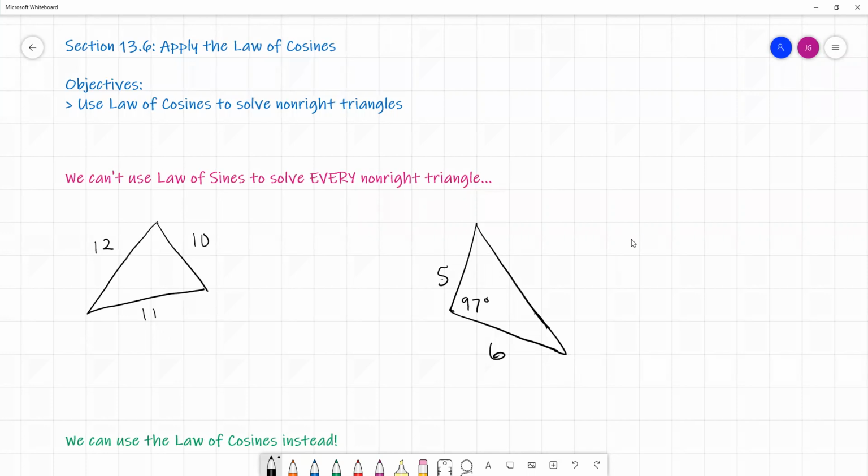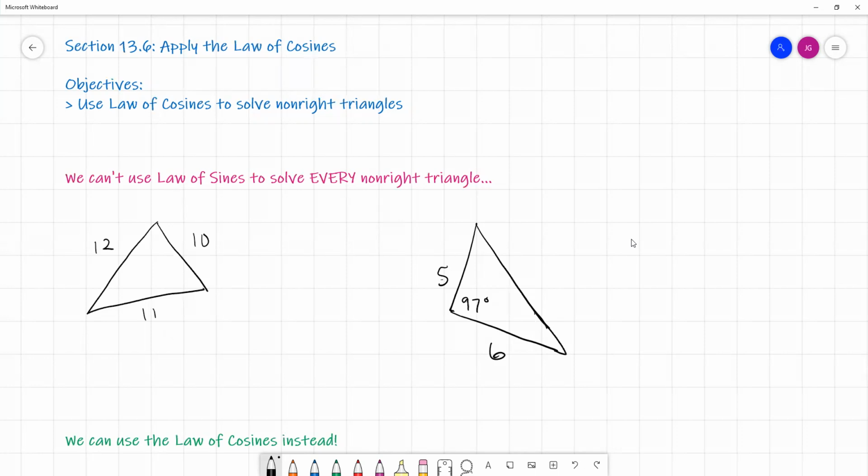So why are there two different laws? Why is there a law of sines and a law of cosines? Well, it turns out that we can't use the law of sines to solve every single non-right triangle. We can solve a decent amount of them, but not every single one. Here are two examples of triangles that we can't solve using the law of sines.